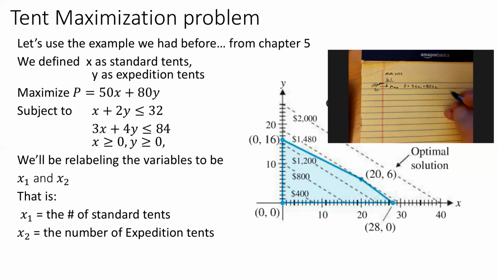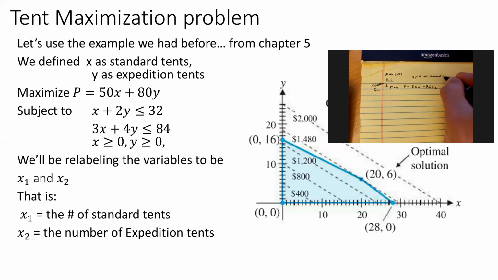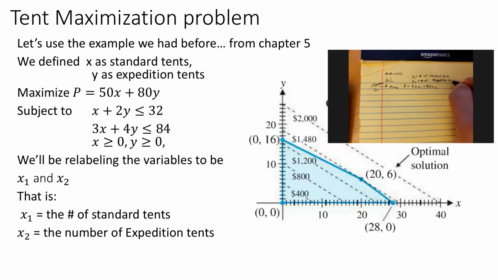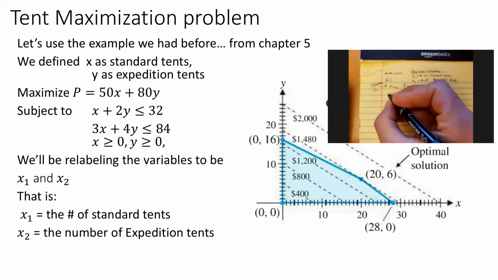So you have objective, and then x1 is going to be defined as the number of standard tents, and x2 is going to be defined as the number of expedition tents. I'm sorry if it's a little sloppy. It's still on the PowerPoint, so you can see it there as well. I'm just trying to make sure you guys incorporate that these are the decision variables. Right, so that's how we decide which variables we're going to maximize or operate with. So we have that.